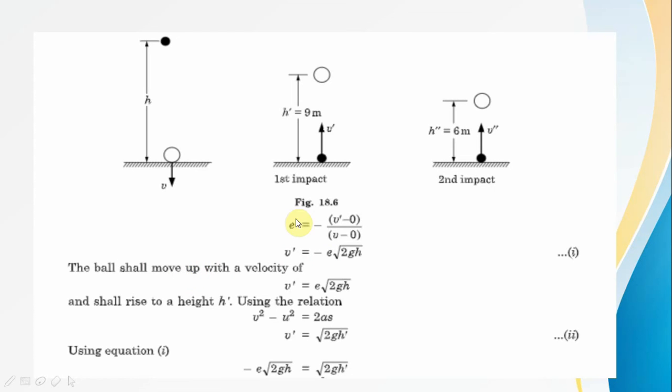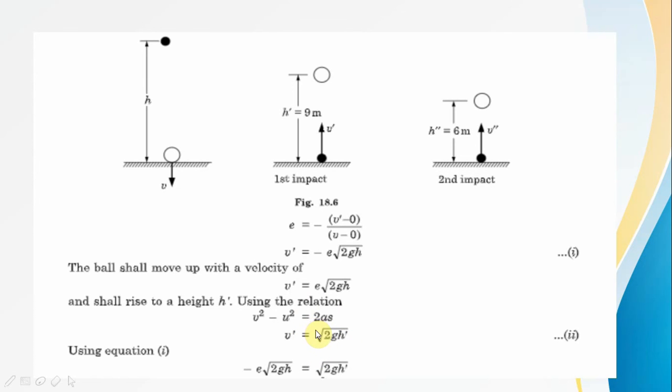Now here we are getting v dash in the downward direction, but actually the ball is moving in the upward direction. So v dash is actually equal to e into root 2 gh. Now this ball will rise up to height 9 meter, right? And we know again this formula v square minus u square equal to 2as. Now u is 0, right? And s is h dash. So v dash will become root 2 gh.